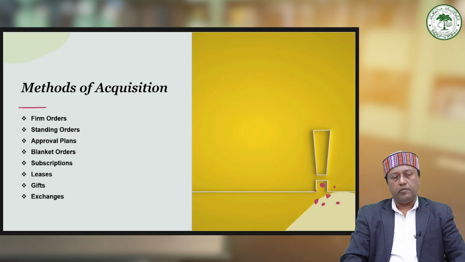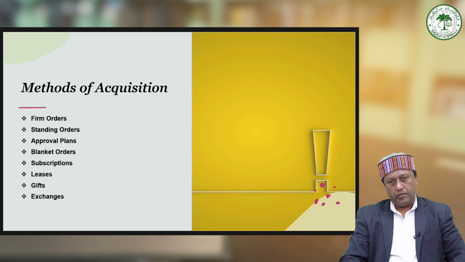So what are the different methods of acquisition? Now we'll discuss. There are 8 common acquisition methods employed by the library to acquire and expand their collection. One is firm order. Basically, firm order involves libraries directly specifying the items they wish to acquire. This could be a particular book, a textbook, or a journal. Libraries place these orders with the vendors or publishers, ensuring they receive the exact material they need.